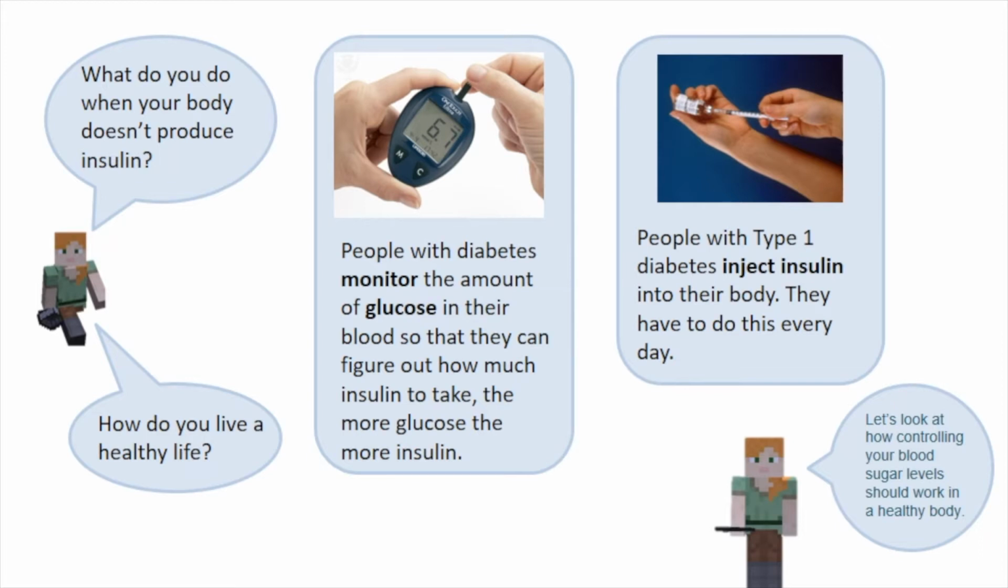The more sugar in their blood, the more insulin they have to inject, and they have to do this every day. When they get insulin into their body, it transports glucose into the cells where it's needed, and the amount in the blood goes down. Now we're going to look at how insulin controls blood glucose levels in a body that does not have diabetes.